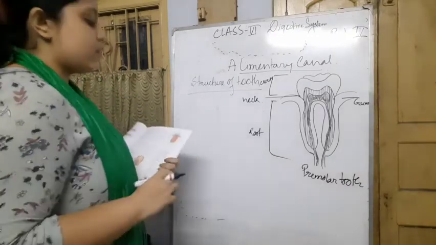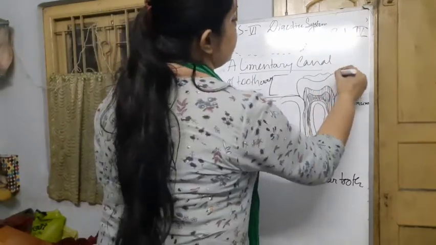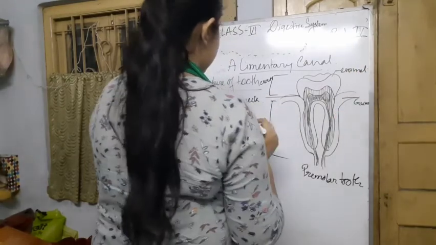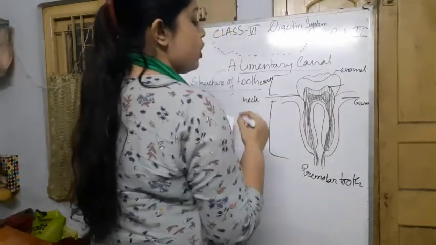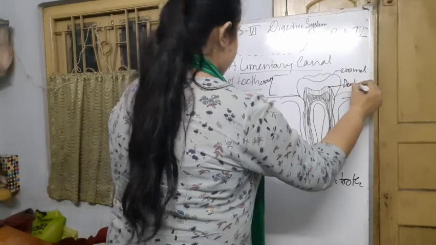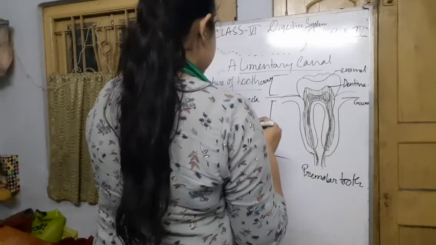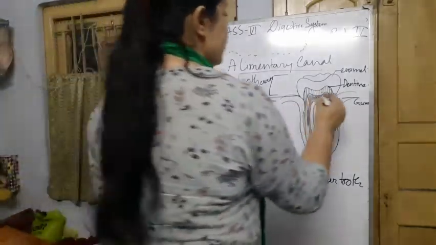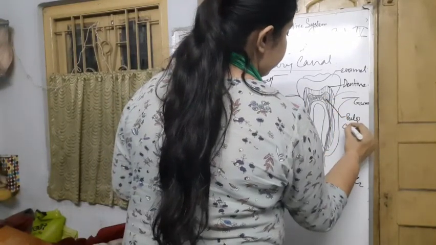So let me point out these parts. At very first, the upper part. This is enamel. Next, this part is called dentine. Next, this part is called the pulp cavity. This part is called the pulp cavity.